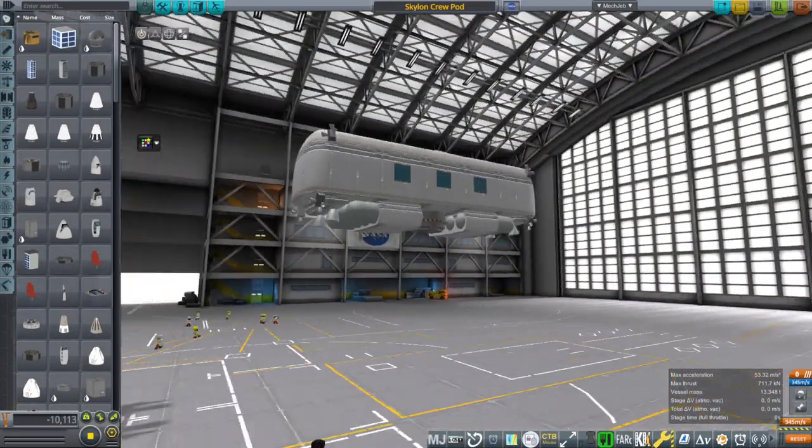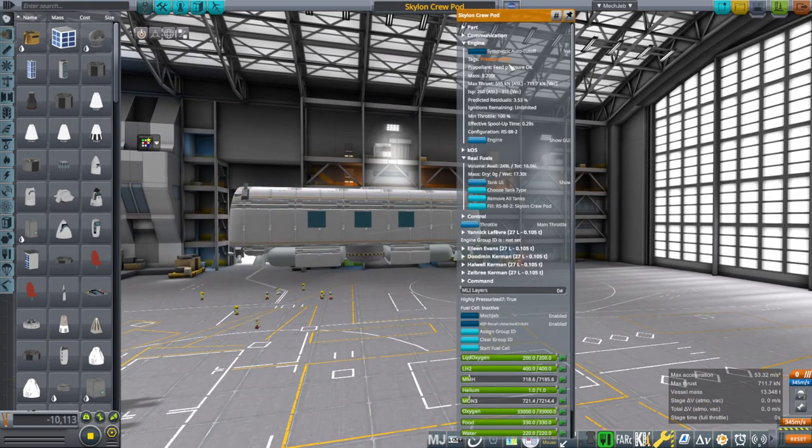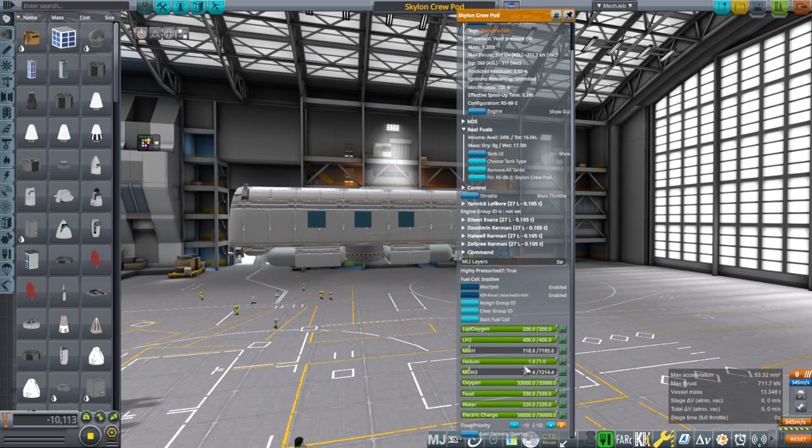So the abort engines are RS-88s, and they are pressure fed, and we do have pressure feeding. It is pressure fed, okay. So there is one unit of helium in here.